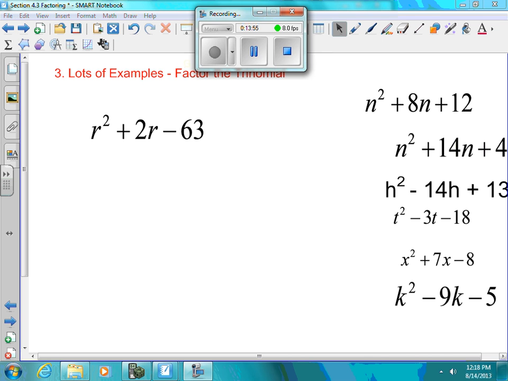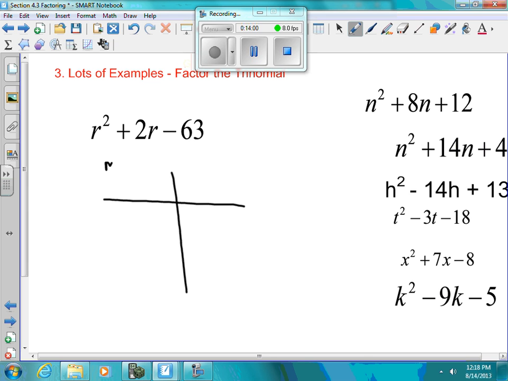In bottoms up, remember, we make our table. We say, what multiplies to make A times C? Well, A times C is 1 times negative 63, or negative 63. And what sums or adds to make B? B is 2. So what's something that's going to multiply to make negative 63 and add to make 2? So we make our table. Well, it's negative, so positive 1 and negative 63.